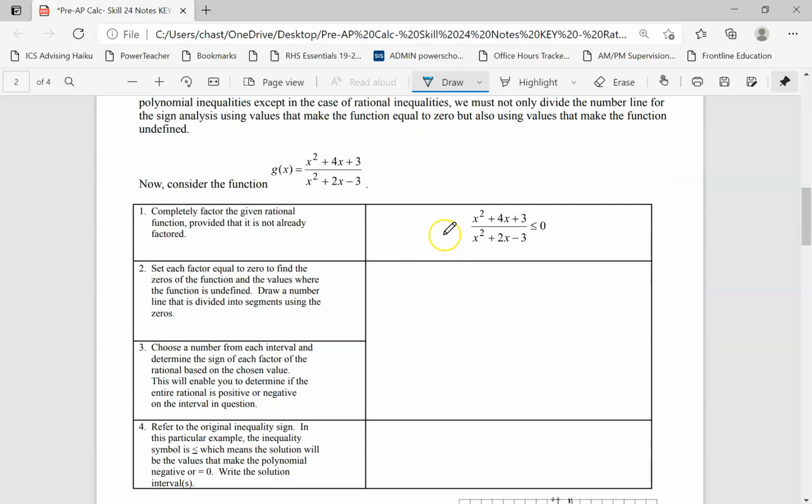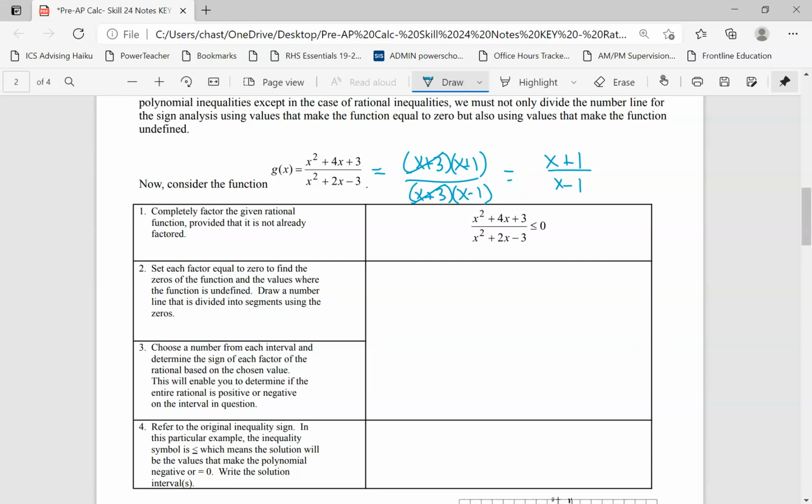Okay? So let's say, again, we have this same function. We already know how this will factor. It'll be (x + 3)(x + 1) over (x + 3)(x - 1). We already know those will cancel, so the simplified function is (x + 1) over (x - 1). So we'll keep that in mind.